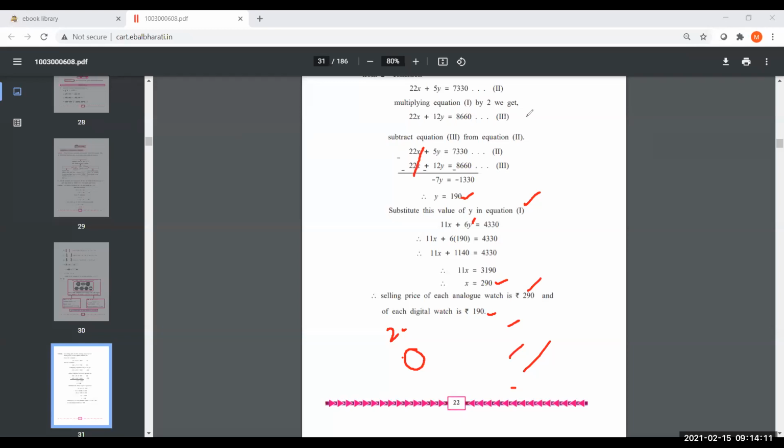Okay, if anyone has any doubt in this question, they can ask. Does anyone have any doubt here? Okay, no. Let's move forward then.